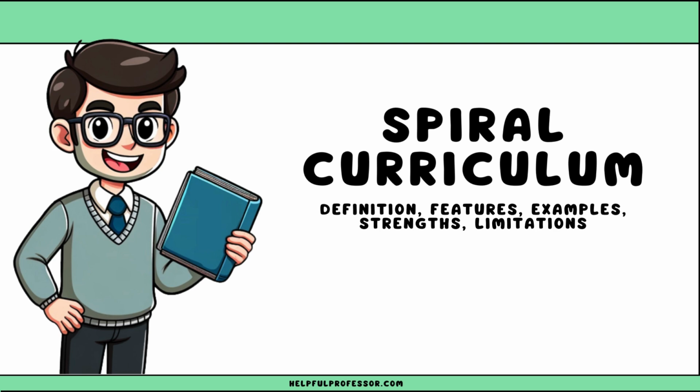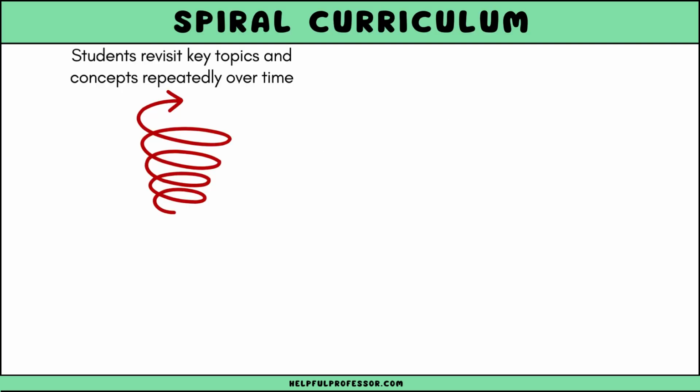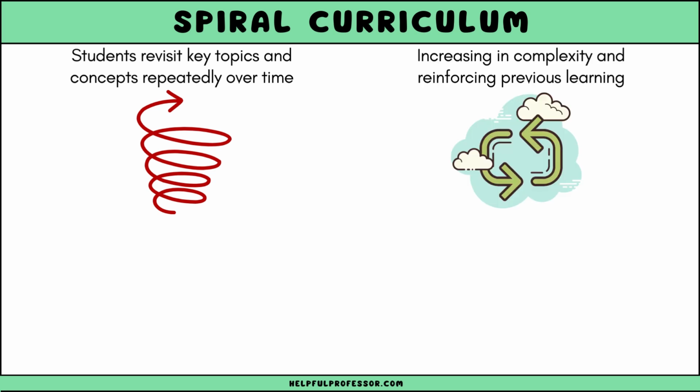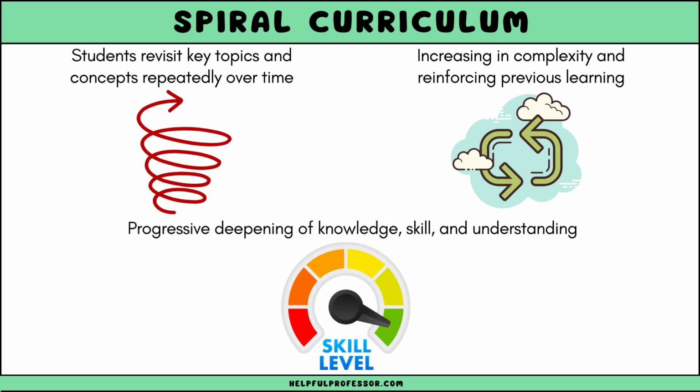The spiral curriculum is an educational approach where students revisit key topics and concepts repeatedly over time, with each encounter increasing in complexity and reinforcing previous learning. This method allows for progressive deepening of knowledge, skill, and understanding of the subject matter.